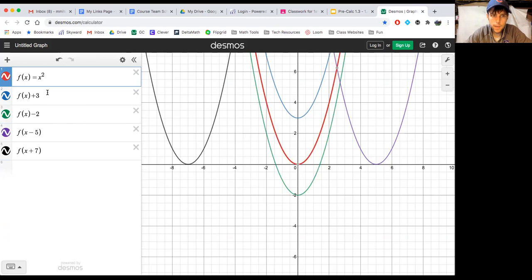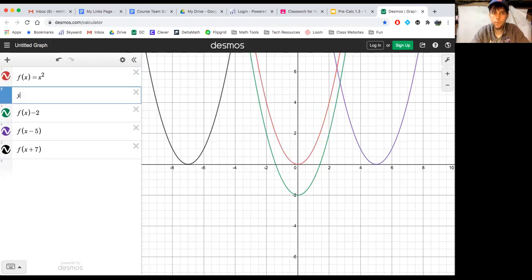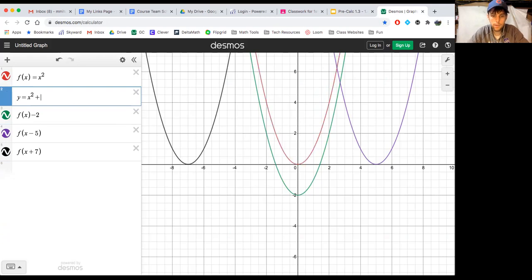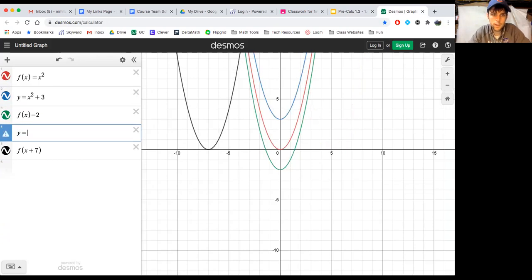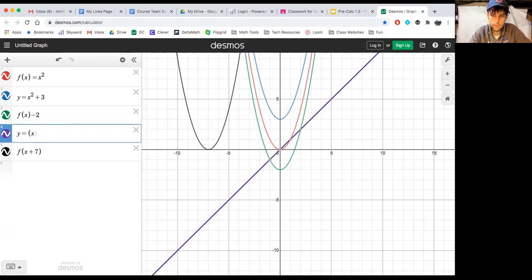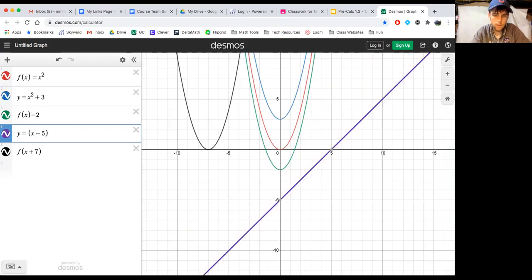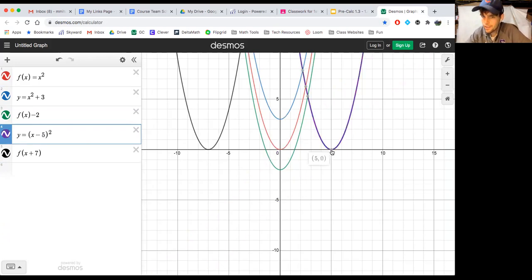And I could also type them in terms of y as well. So if I wanted to go ahead and do this one as x squared plus 3, notice it's the same graph that we had there. Or if I wanted to write this one, y equals, x, parentheses for that one, x minus 5 squared. Notice it does still create that shift to the right 5. I kind of zoomed out, but you can still see how it shifted the original graph over 5.